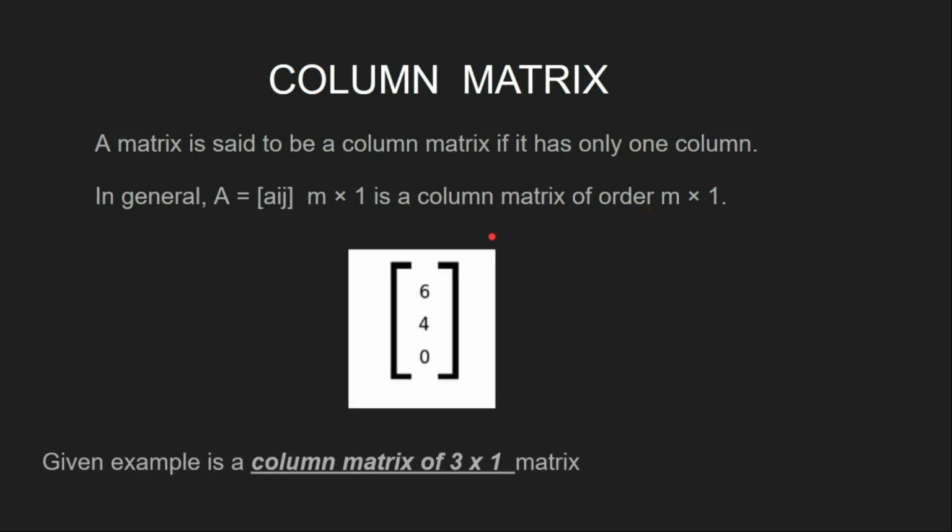As you see here guys, there is only one column. How can you say that there is only one column? You have to count only the vertical lines. There is only one vertical line, so you can say there is only one column. So we can say that it is a column matrix of 3 cross 1, 3 rows and 1 column. So this one was all about the column matrix.